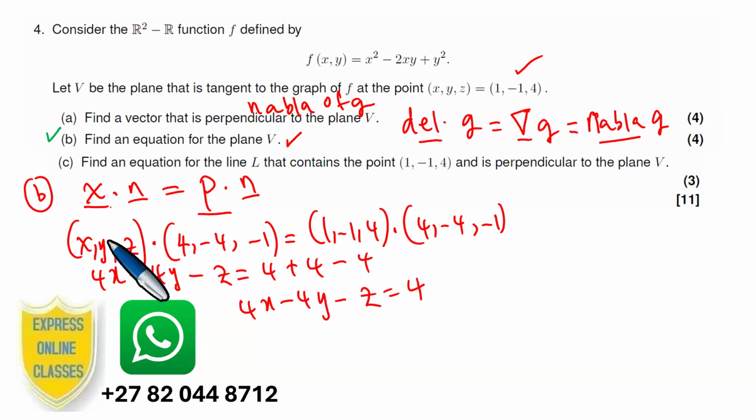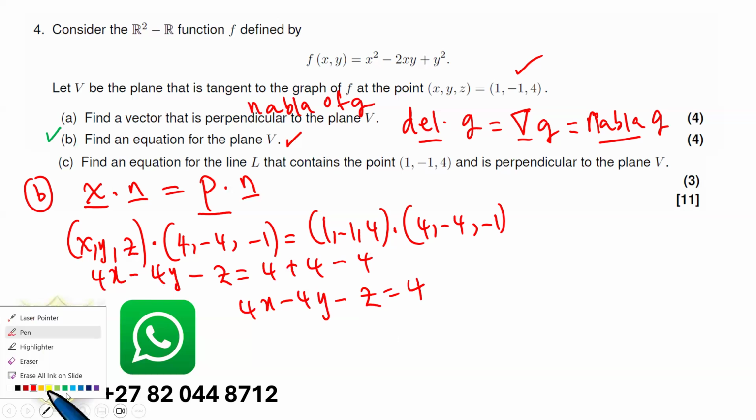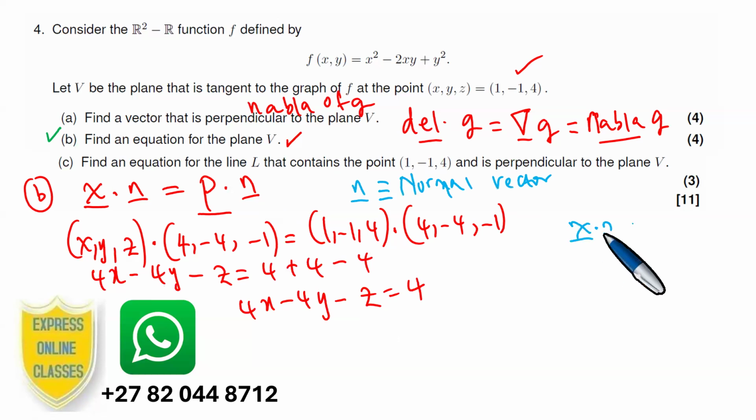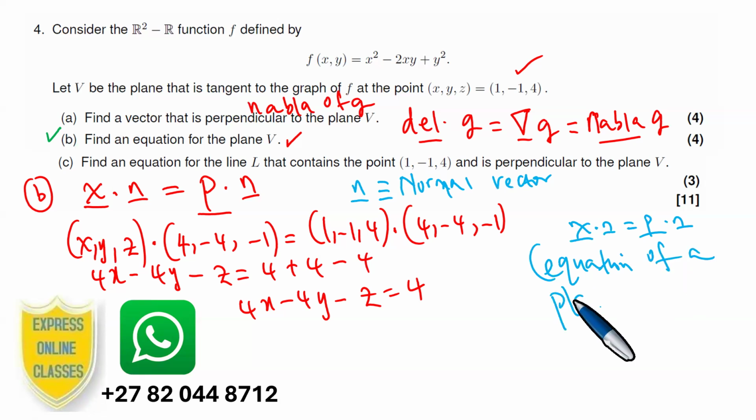So to find the equation of a plane, we use this formula x dot n equals p dot n, vector x dot vector n, which is the normal vector. Note that this n is called the normal. This formula is the formula for finding the equation of a plane. So we have answered the question that said find an equation for the plane. How do you find the equation of a plane? We use x dot n, the dot product.